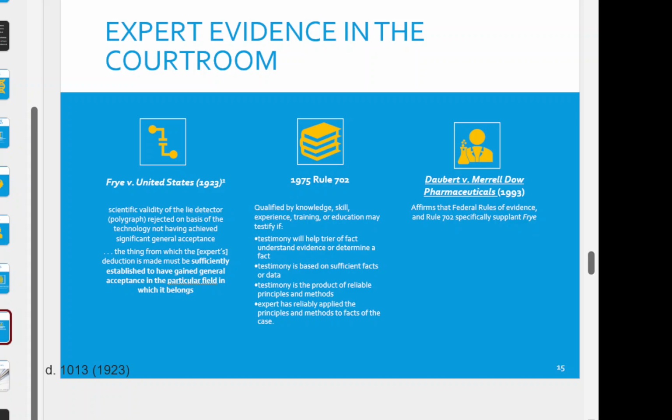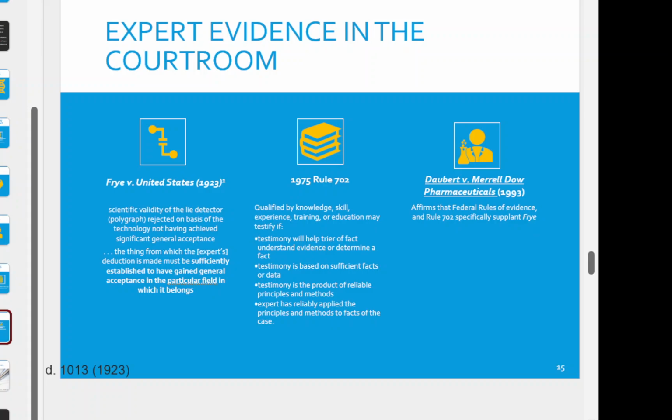So let's dive in a little bit more into the Daubert case. This is one of the most significant cases in U.S. legal history concerning the admissibility of expert testimony and scientific evidence in court. It established what is known as the Daubert standard, which provides a new and more rigorous approach to evaluating the reliability and relevance of expert testimony, particularly with regard to scientific evidence.